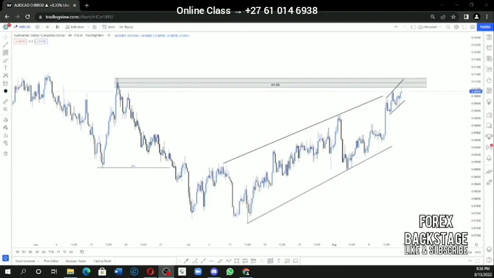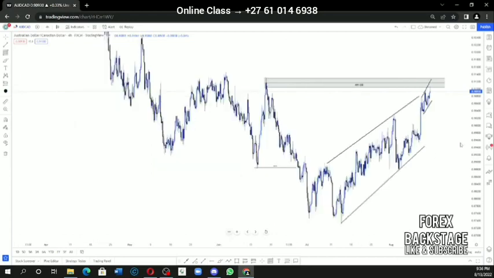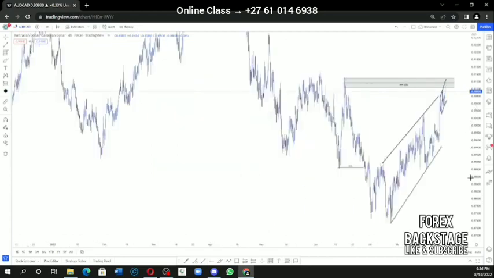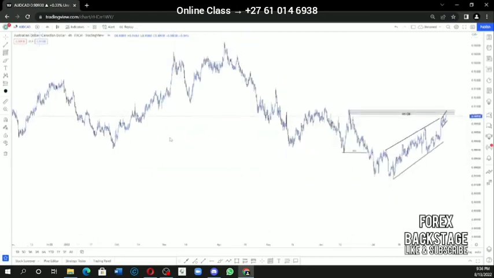I'm looking at AUD CAD. AUD CAD is looking really good, as you guys can see. Let me show you. As you can see, AUD CAD is in a clear downtrend. We've been breaking lows, so we're still looking for those opportunities to the downside.